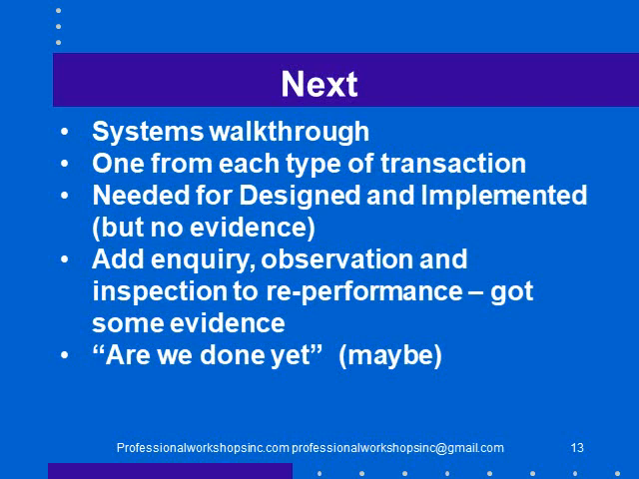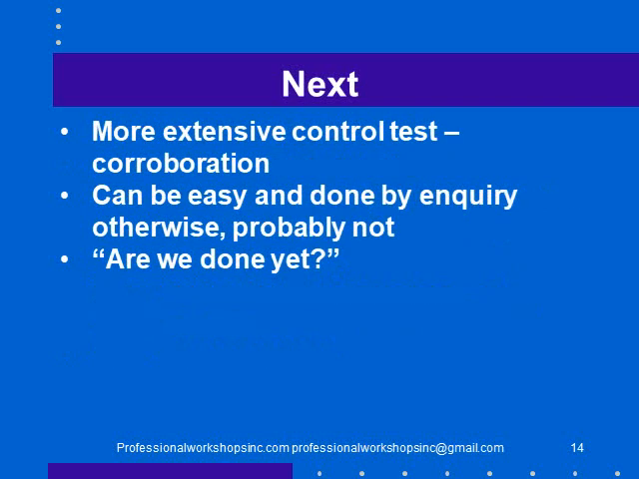Are we done yet? For revenue? Maybe. For expense? Maybe. Maybe just a little bit more, but not a lot. Maybe a little bit more can be more extensive control tests. Those are often difficult to do, expensive to do, often fail. Corroboration might be a way of doing it. Can be easy and done by inquiry. Otherwise, we're probably not going to do more extensive control testing.